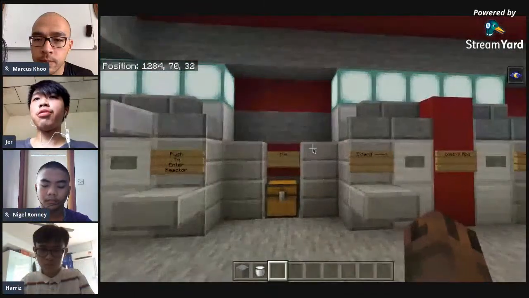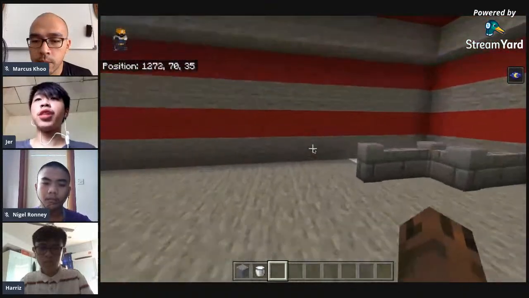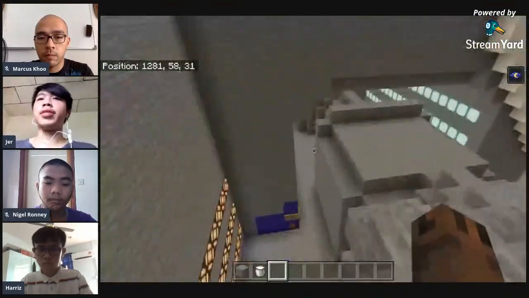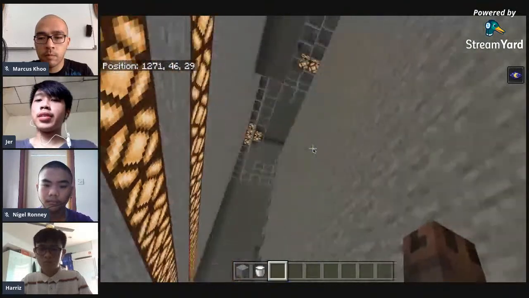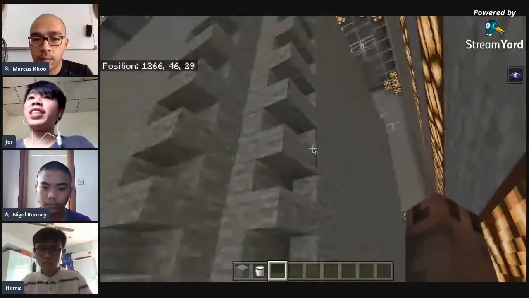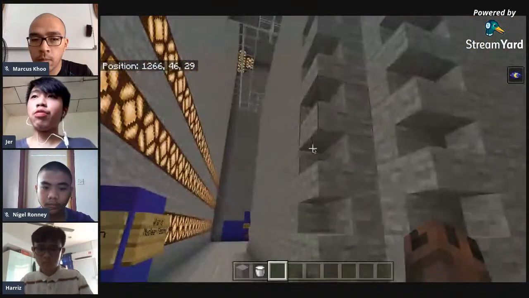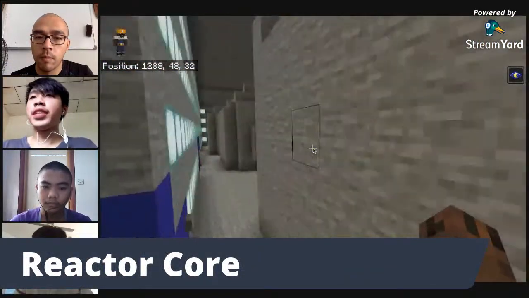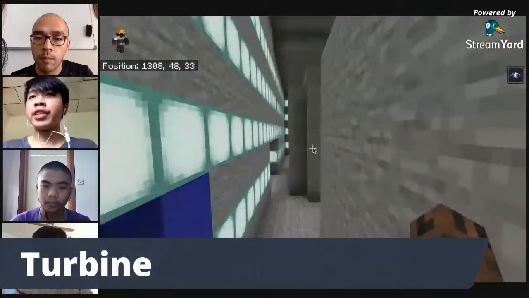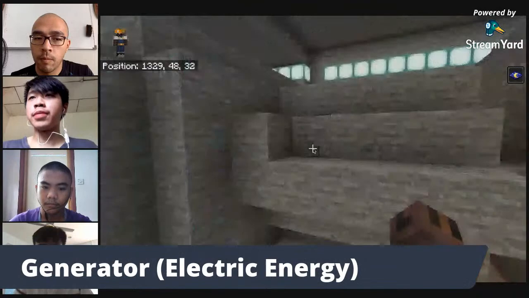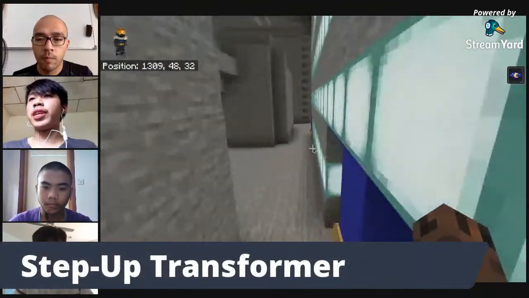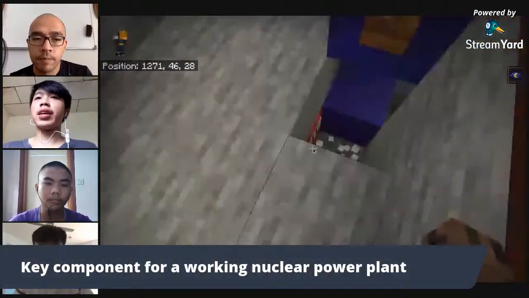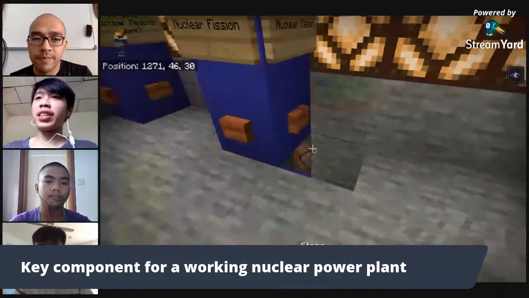But for now, let me show you the key components of a working nuclear power plant. So let's go to the components. Okay, so just like a normal power plant, it needs a place to generate energy. Here, we have a reactor core. After the reactor core, we have the steam generator. After that, we have the turbine. After the turbine, we have the generator. And finally, we have the step-up transformer. Now, keep in mind, all of these components are essential for every power plant to work. Okay, moving on. We will start by learning how the energy inside the atom is harnessed.